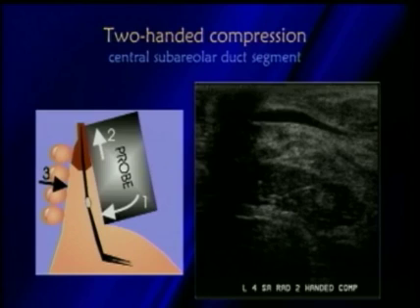Now doing a two-handed compression, this is one technique that I use quite a bit just to straighten out the ducts when you're evaluating them. I'll take my free hand, push it up on the edge of the breast, take the transducer on the opposite side of the breast and just compress. And then you scan around the breast that way.